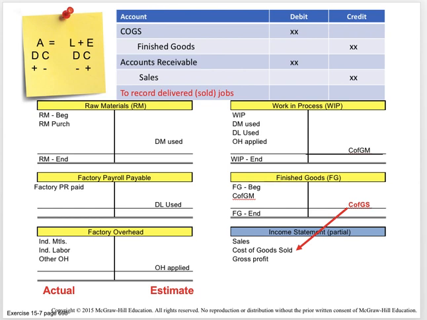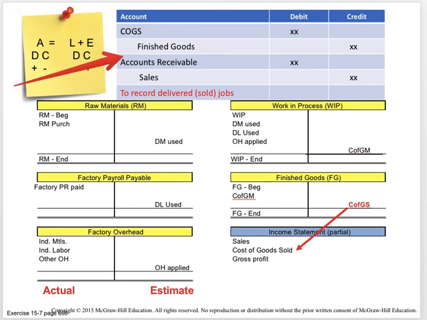So again, this entry really should be just review from 1A showing cost of goods sold is our expense account. Expense is an equity account that decreases equity, so that's why it's a debit. Our finished goods is also going down because we no longer have the inventory. We delivered it. So that's an asset going down, which is a credit.